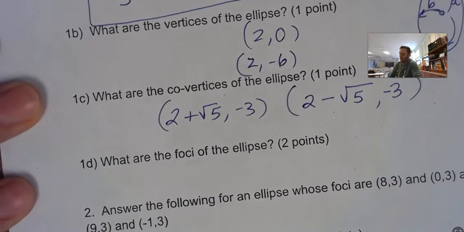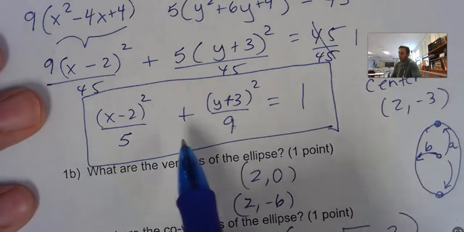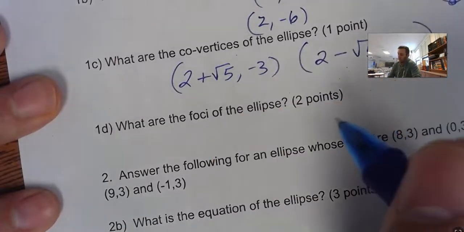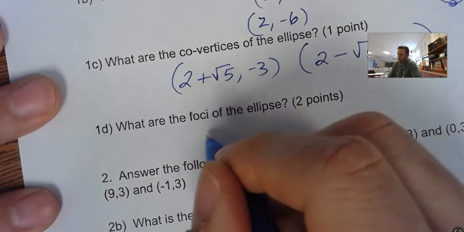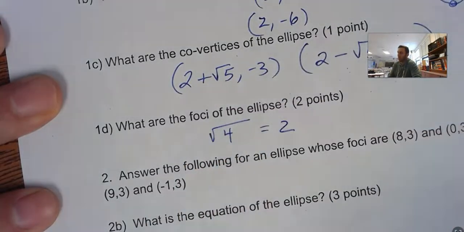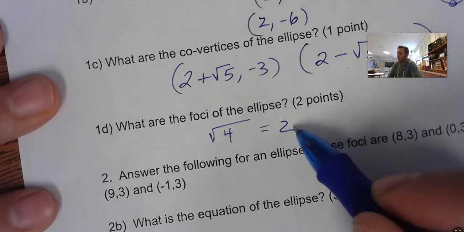Last, foci of the ellipse, remember we do a squared minus b squared. Here's my a squared and here's my b squared. So 9 minus 5, square rooted. So 9 minus 5 is 4. The square root of 4 is 2. So that means my foci are going to be 2 away from my center.